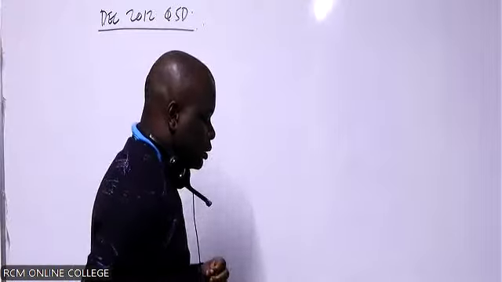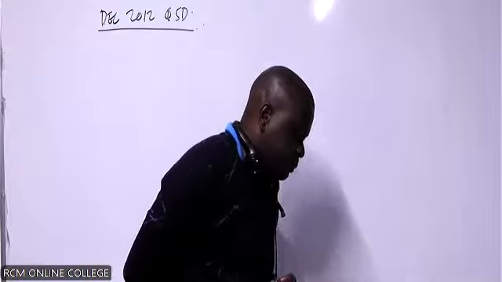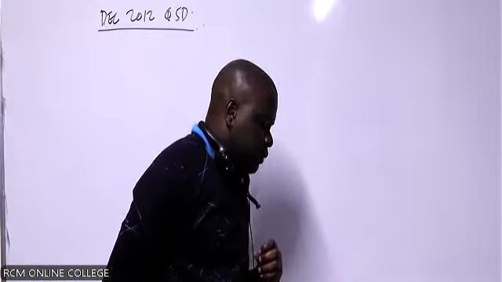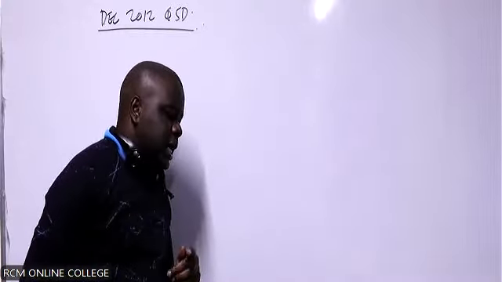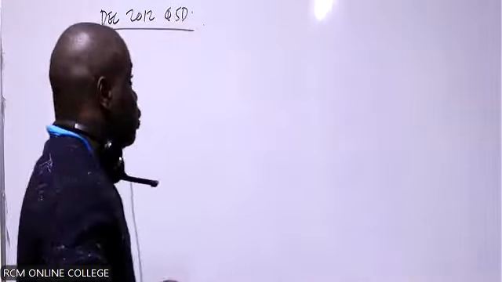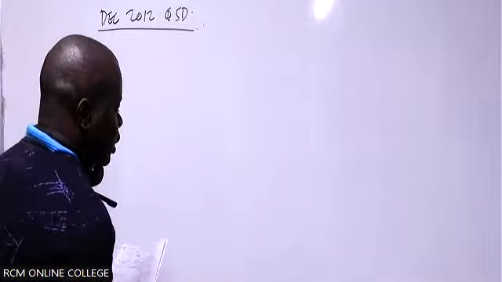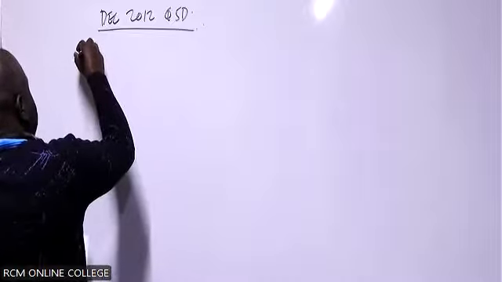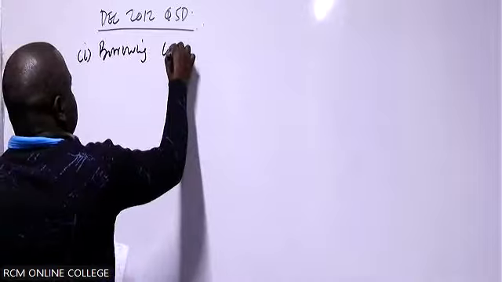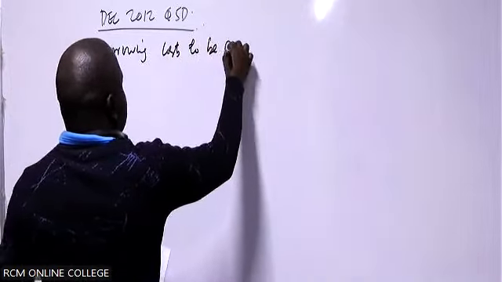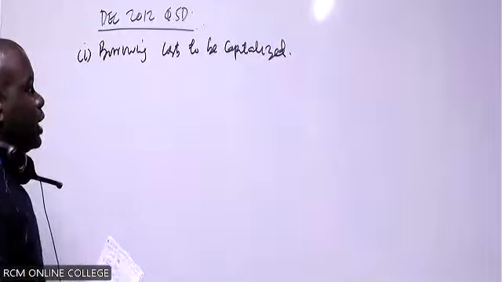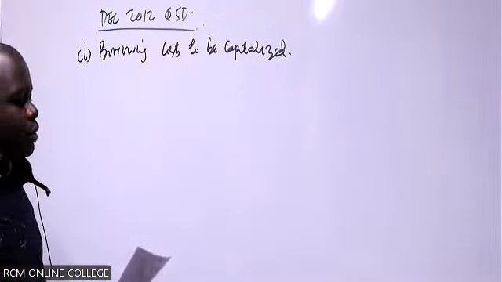Then you are called upon to determine the borrowing cost to be capitalized for each of the projects as at 30th of June 2012, and the value of the assets in the books of Assure Limited as at 30th of June 2012. So the first one, you are supposed to come up with the borrowing cost to be capitalized.